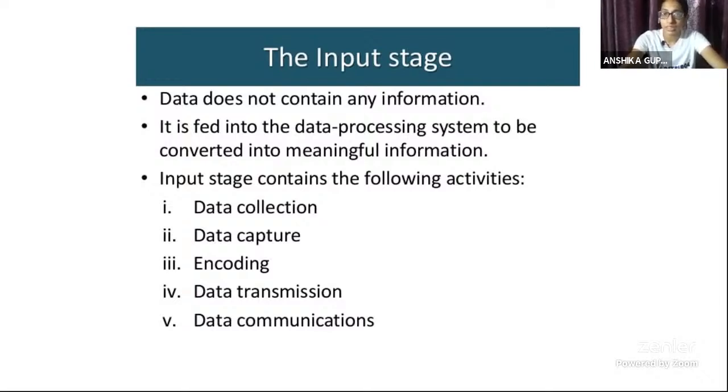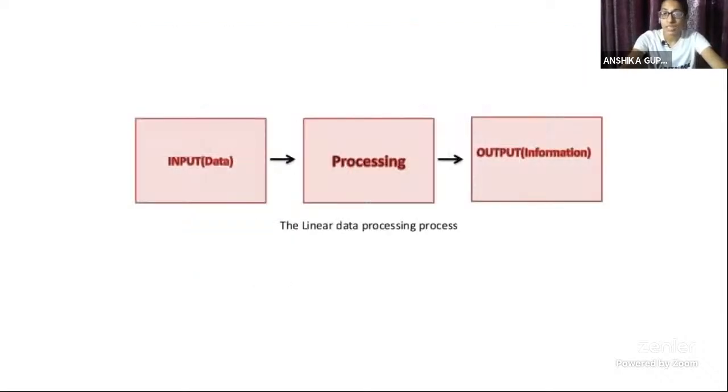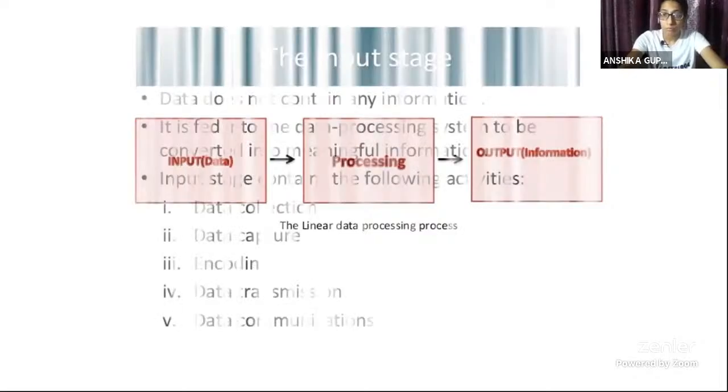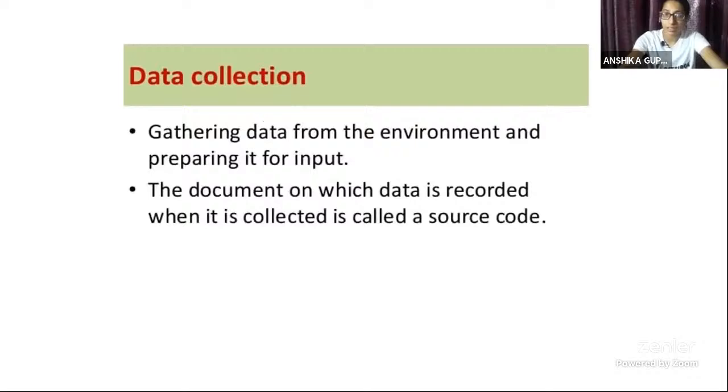We have to go through these activities to get the input stage of the pre-processed, or linear, data processing. First, data collection. We have to prepare the input in an environment, and the document is recognized as the source code. Whenever you work in an editor, you provide some input and it gives some output. How does it give the output? It has an environment and a pre-scheduled structure to get that pre-recorded source code. The data which is recorded when it is collected is known as the source code.